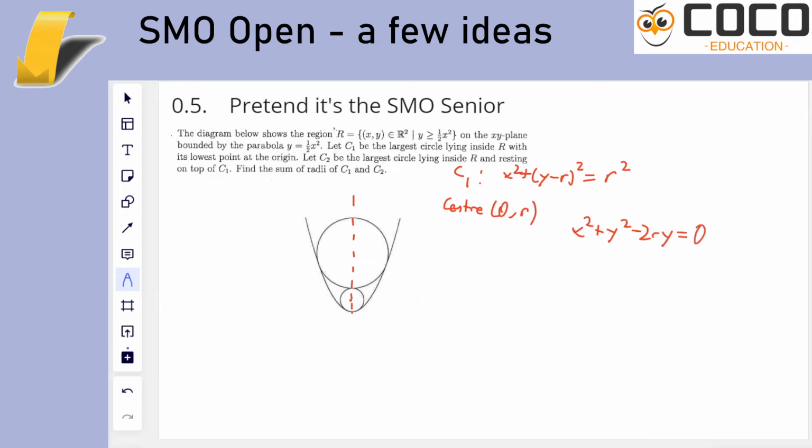Let me simplify a little bit. And now we want to basically ensure that for my choice of r, this is only going to intersect with y equals to half x squared once. How do I do that? Well, a very simple way that I can make sure that it is going to intersect only once is to just substitute in y equals to 1/2 x squared.